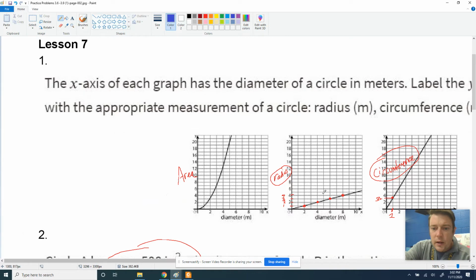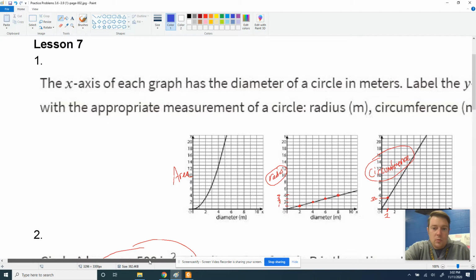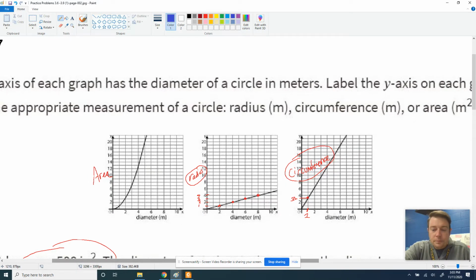Okay, this one right here, I marked it as radius because when the diameter was 4, that was 2. When the diameter was 8, this was 4. So it was always half the size. So it made sense to make that one the radius. It had a constant of 2. When x was 1, it was half.